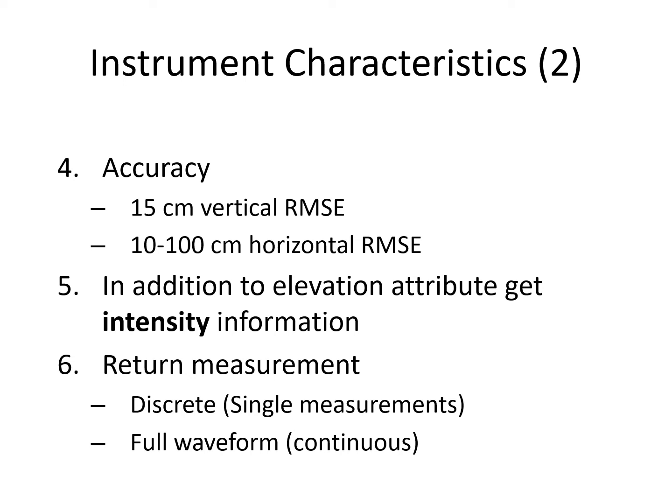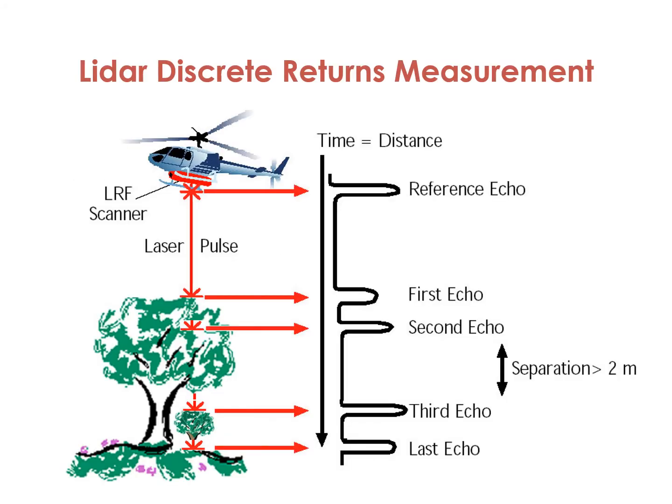The return measurement, you get this direct signal, which is a single measurement, and then you get this full waveform measurement, which is a continuous measurement. Just different ways of measuring it. So let's look at what that kind of looks like. Chopper flying, lidar sensor underneath, shoots down a laser pulse, hits something, hits something else, hits something else, hits something else, and that's the end of it.